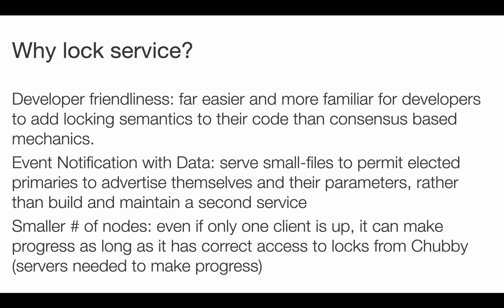The second one is event notification with data. Some services that elect a primary need a mechanism to advertise the result so that other peers in the system know who the primary is, and with a lock service, it becomes easier to advertise the result. The last one is a smaller number of nodes. Even if one client is up, it can make progress as long as it has correct access to locks from Chubby.